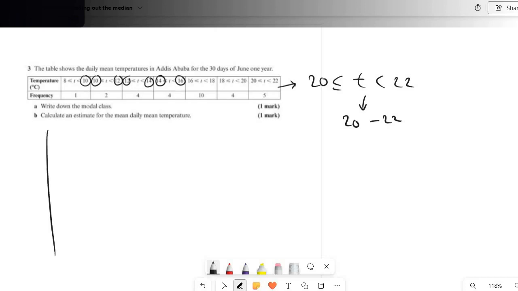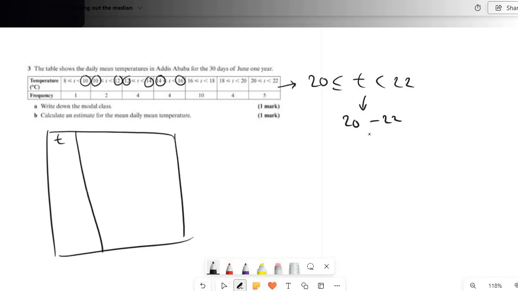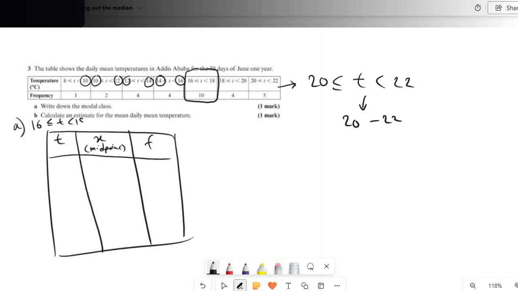So we can simply write down the temperature here as a table. So T, and then we can calculate the midpoint, which is going to be X. And then we have their corresponding frequencies, and so on and so forth. So for the first question, we have to write down the modal class. And just like before, the modal class will be the class that has the greatest frequency. And we can see that this has the greatest frequency. So the modal class will be 16 less than or equals to T less than 18.